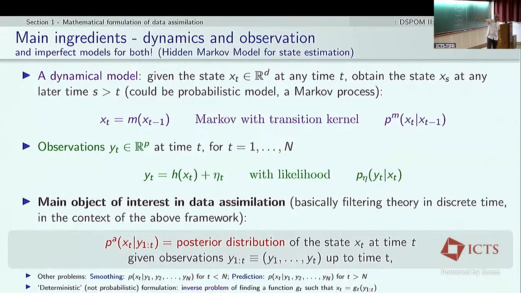There are these things about prediction and smoothing and so on, but I will be basically talking about filtering theory throughout and not talk about smoothing, which is significantly, well, it just gets more tedious. I'm not going to talk about it. Prediction is straightforward because once you have the current state, you just use the Markov model to make the prediction.